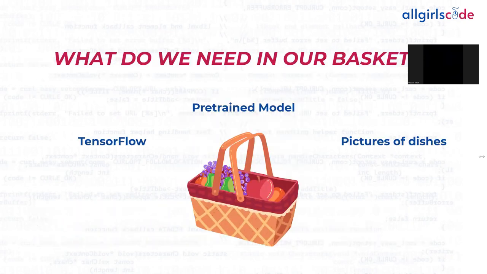To summarize, what do we need in our basket? Let's pack it. We need TensorFlow, so our smart brain. We need pre-trained models, which are already trained. And finally, we need photos and pictures of Lebanese dishes, or any dishes in general. So just a few to start.